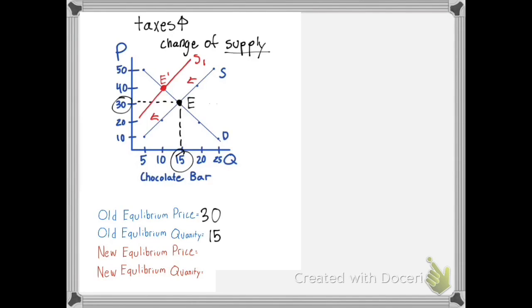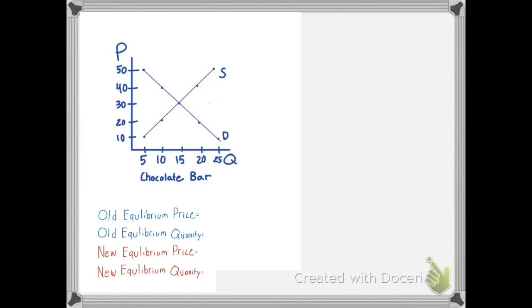And to find the new equilibrium price, we just do the same thing. Look to the left, find the number. In this case, the new equilibrium price is $40. And to find the new equilibrium quantity, we find the number, and in this case, it is 10 for the equilibrium quantity. And there you go.